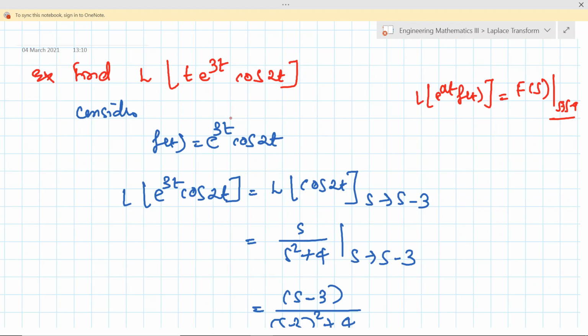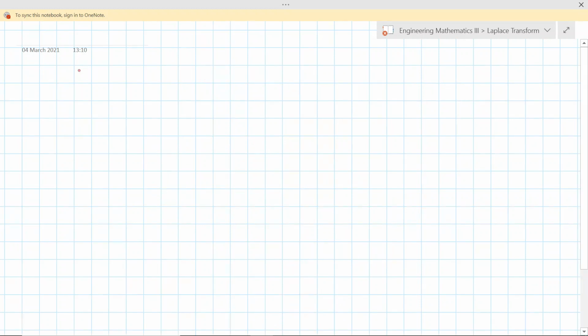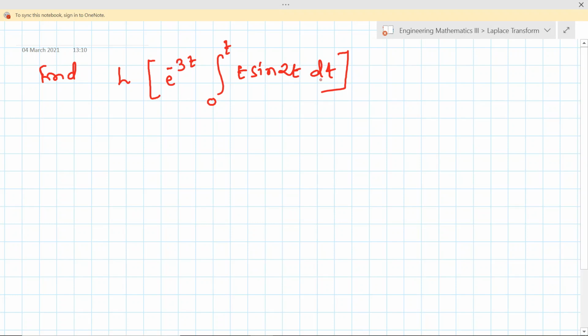So it is like this. Find the Laplace transform of this, which is something different: minus 3t, e raised to minus 3t, integration 0 to t, integration 0 to t of t sine of 2t dt. Okay, so here we use three properties.